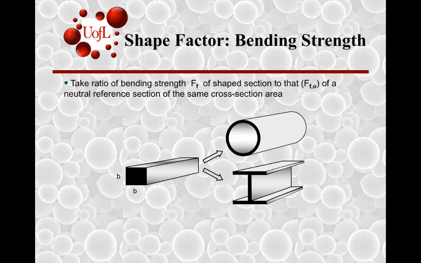Going from a stiffness limited design to a strength limited design, we define a shape factor as the ratio of the bending strength for a shaped section to that of a reference section. In this case, it would be the same square cross section. We said the section modulus is b cubed by 6, and since the area is b squared for the square section, it can be represented in terms of A as A to the power 1.5 divided by 6.